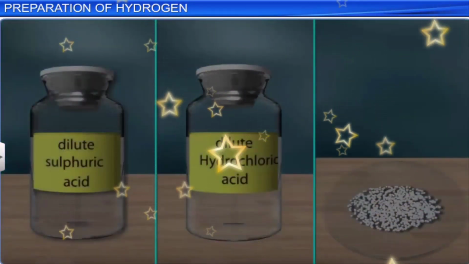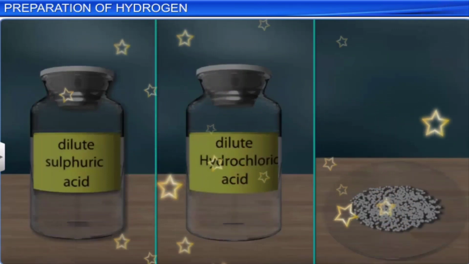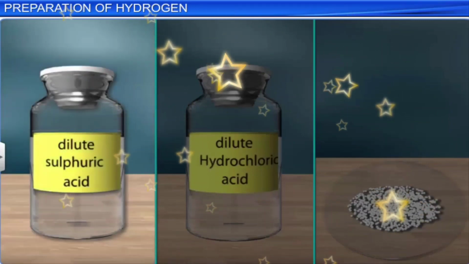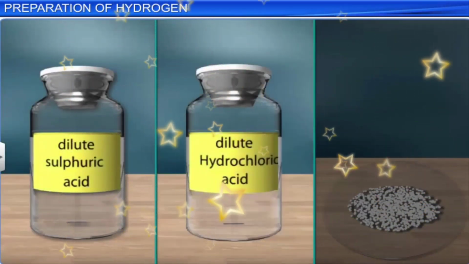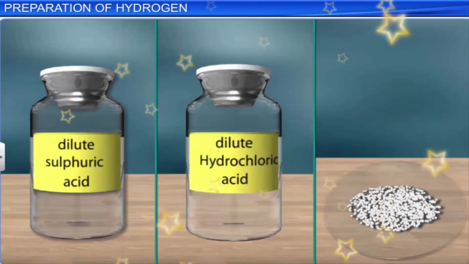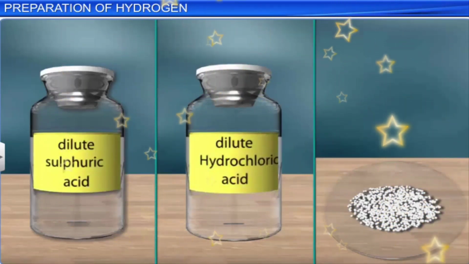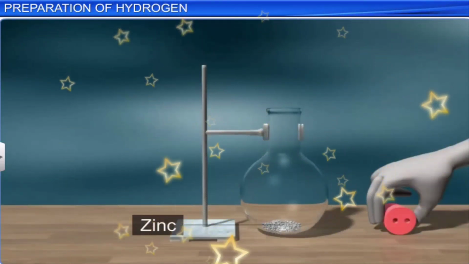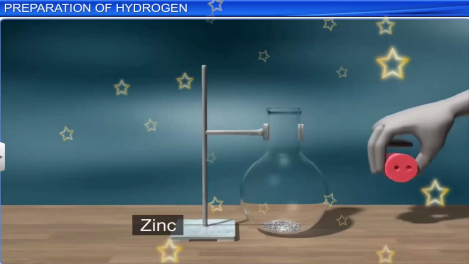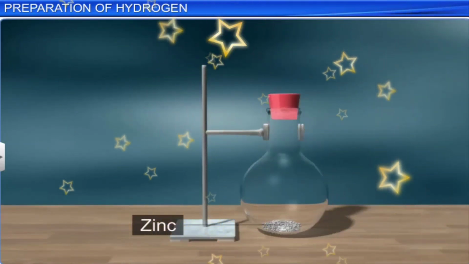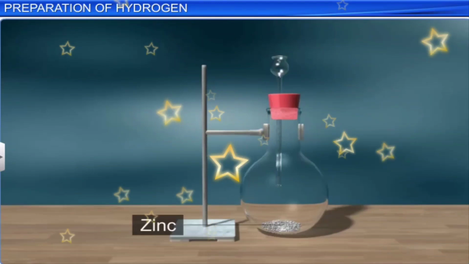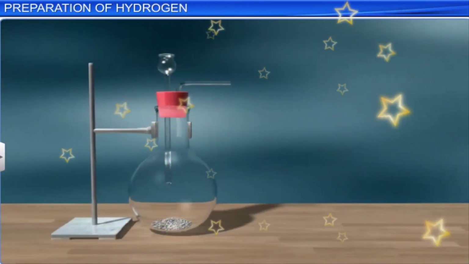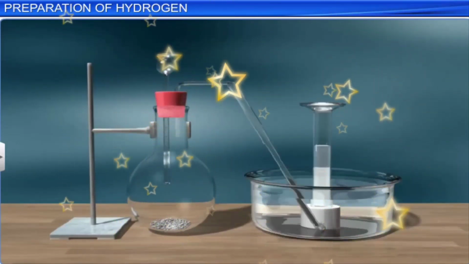The standard ways for producing hydrogen inside a laboratory, however, are by the action of dilute sulfuric acid or dilute hydrochloric acid on zinc granules. Let's see the procedure. Place granulated zinc in a wide-mouthed, flat-bottomed flask. Fix a 2-holed rubber cork to the flask. Insert a thistle funnel through one hole and a delivery tube through the other. Connect the other end of the delivery tube to a beehive shelf placed under water in a trough.